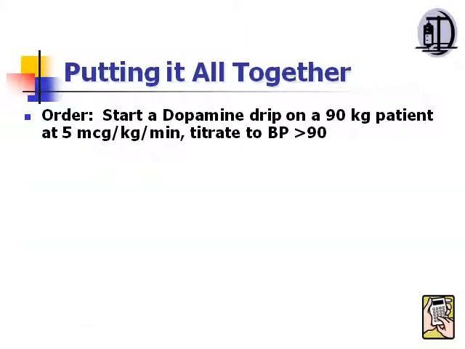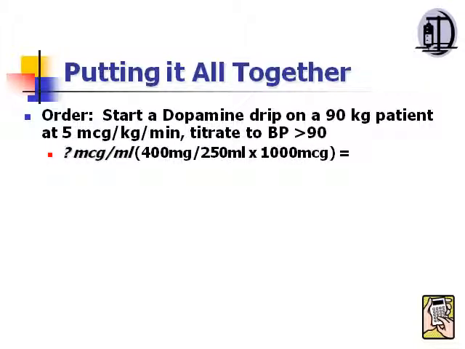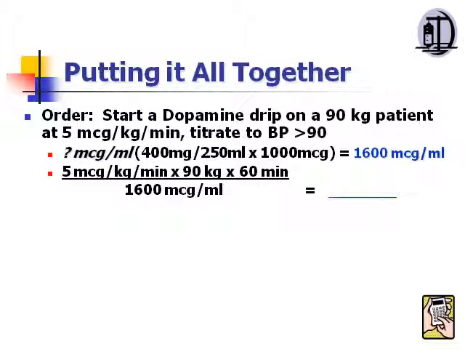All right, now we have an order for dopamine on a 90 kilo patient. We want to start at 5 mics per kilo per minute to titrate to a blood pressure of over 90. So what's our bag? Take your 400, divide it, what's in the bag? 400 divided by 250 times 1,000, and you get 1,600 mics per ml in the bag. And then we're going to take the order and we're going to divide it by what's in the bag. So 5 times 90 times 60 divided by 1,600, and we get 16.9 mLs per hour, or 17.